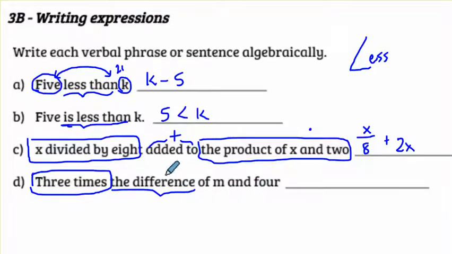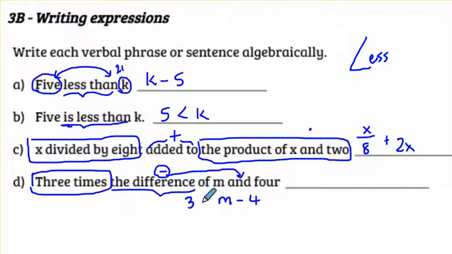Well, difference means subtraction, but we need to know what we're subtracting. Well, this difference is of m and 4. So that little minus sign is going to come in between. So m minus 4 would be here. Then we want to multiply this by 3.